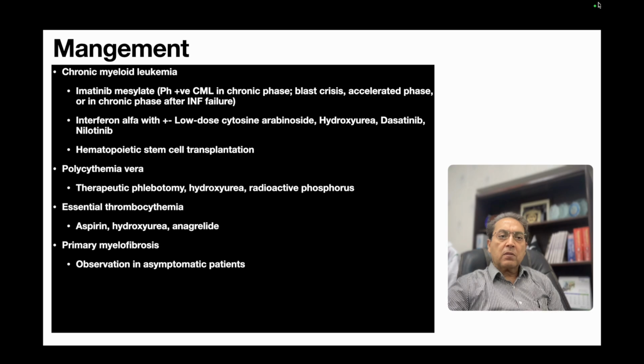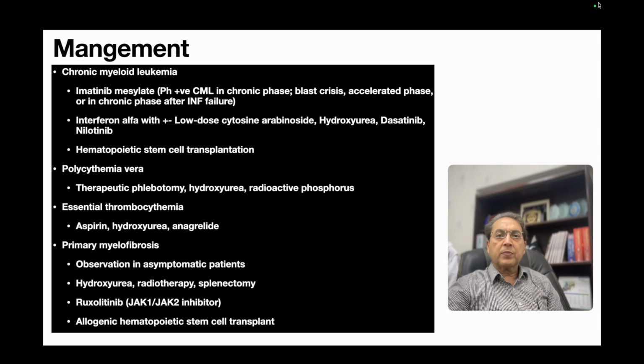Primary myelofibrosis: observation in patients who are asymptomatic. Hydroxyurea, radiotherapy, splenectomy may be a choice when spleen is causing the pancytopenia. Ruxolitinib is a JAK2 and JAK1 inhibitor recently approved for the treatment of myelofibrosis, and then patients may ultimately require allogeneic hematopoietic stem cell transplantation. So this is the plan of treatment for patients who got myeloproliferative disorders.